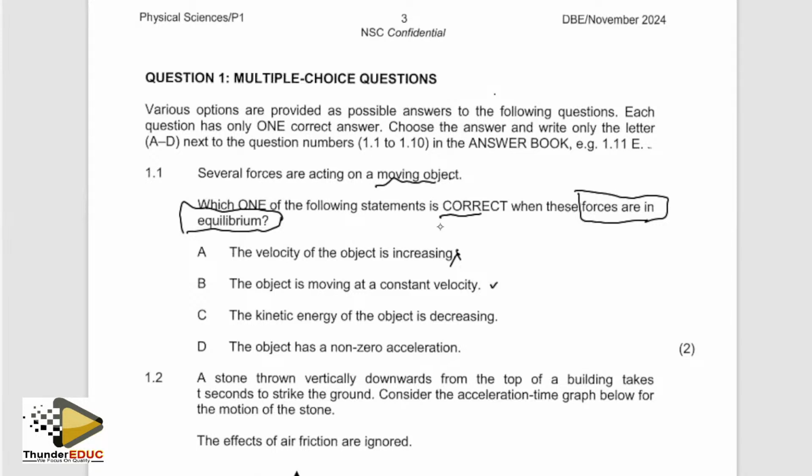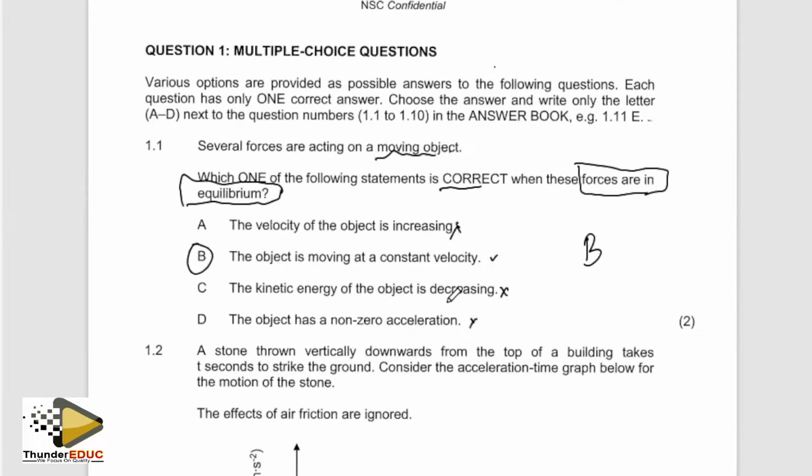The kinetic energy is decreasing. No. The object has a non-zero acceleration. I'll say that is also wrong because the velocity is constant, which means the acceleration must be 0. So option B would be my option for 1.1.